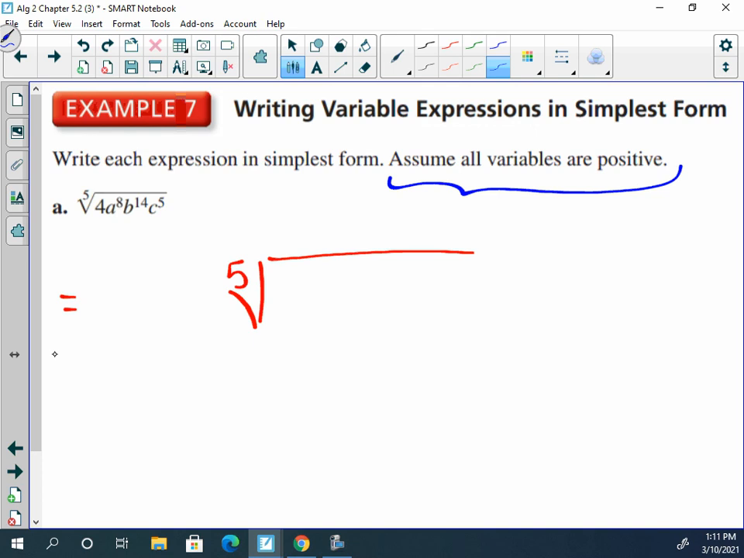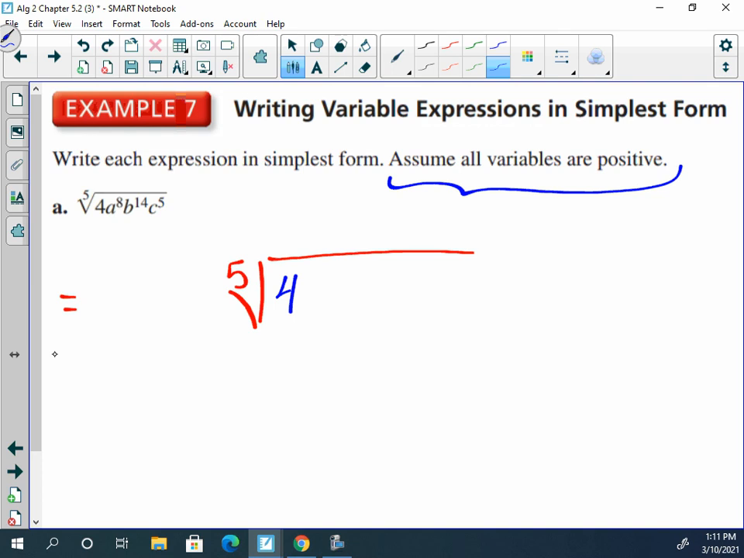Can we take the 5th root of 4? Is there a number of times itself, 5 times, that'll give us 4? Well, no. 2 times 2 is 4, and that's about it. Okay? It's not going anywhere. I put it on the inside because I know I can't take the 5th root of 4. So I'm just moving from one term to the next.